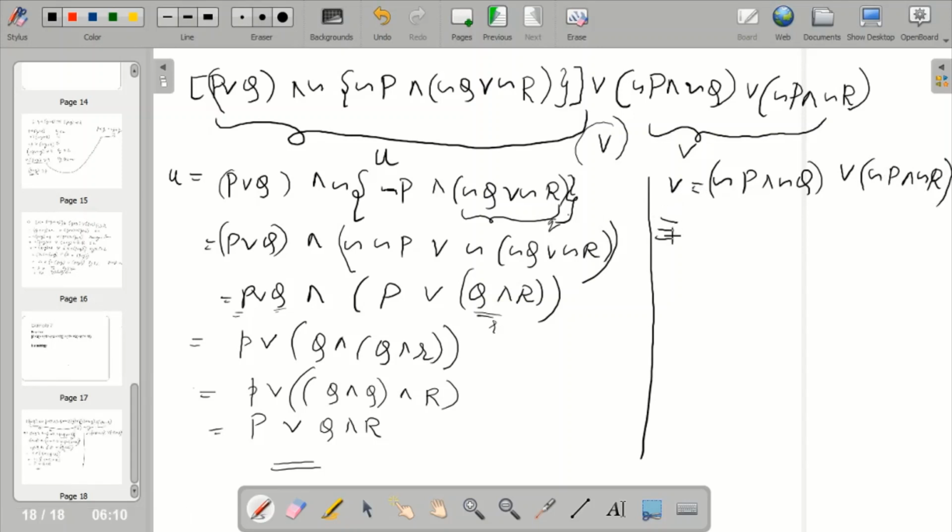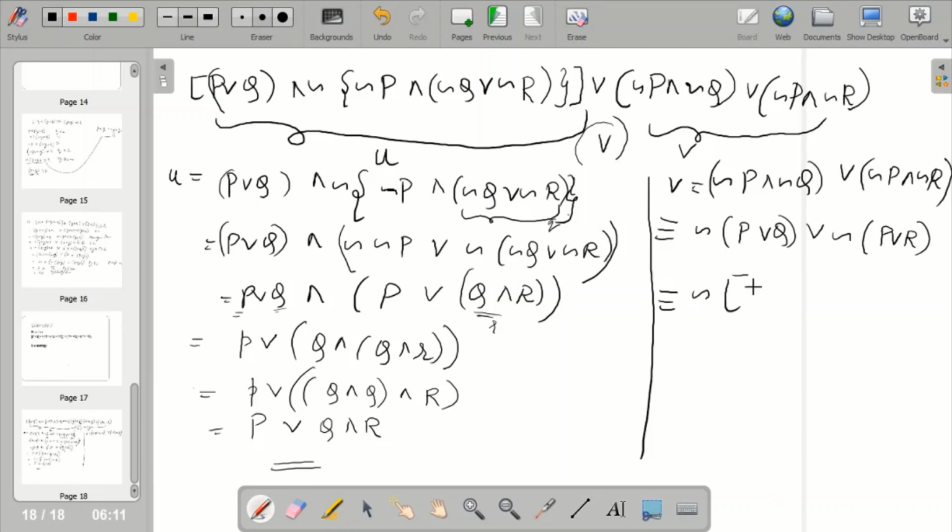So let us try to solve this V. I can apply De Morgan's law on both sides. So it will be negation of P or Q, De Morgan's law applied, or negation of P or R. Negation of P or Q or negation of P or R. So this again I can apply De Morgan's law. So take this negation out.